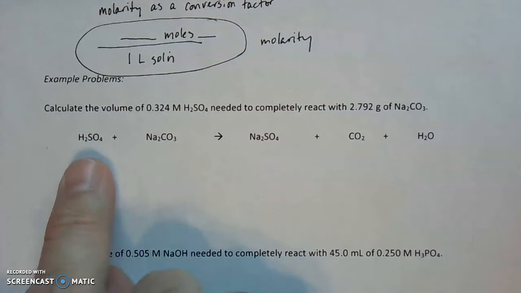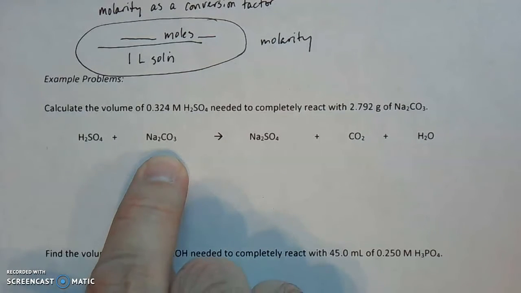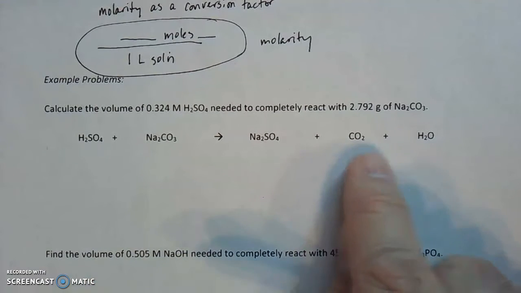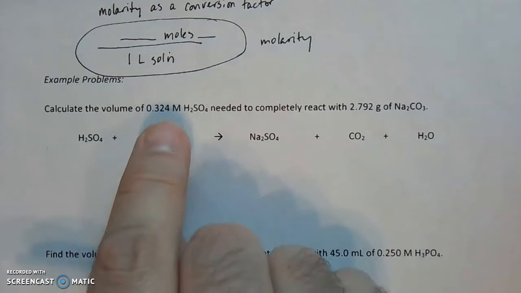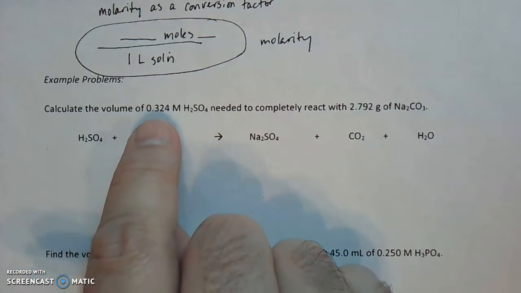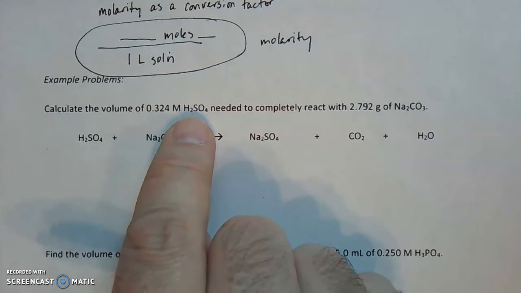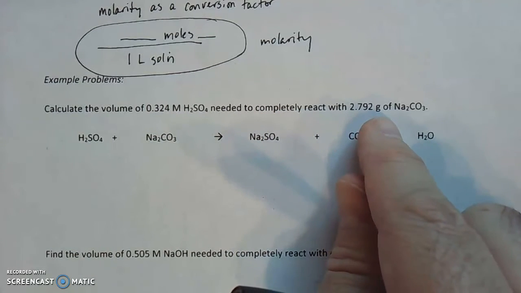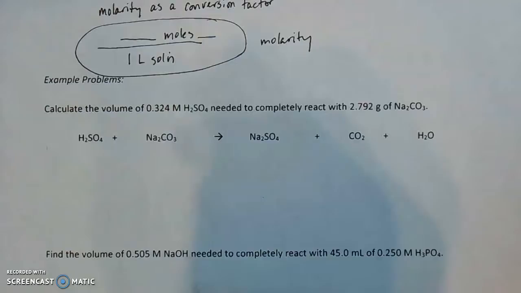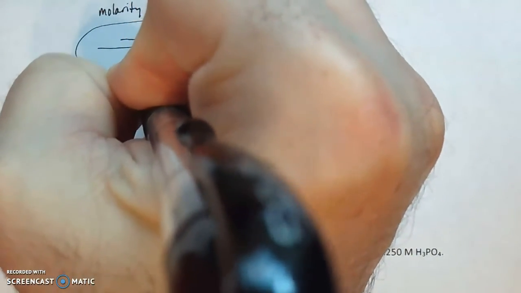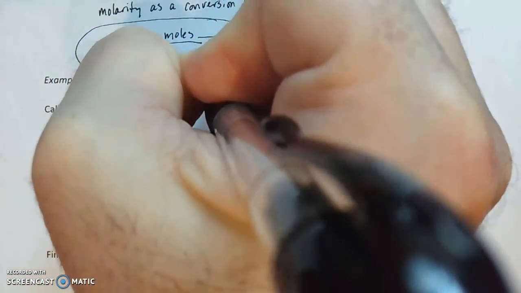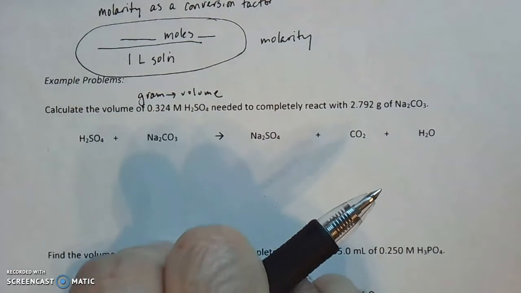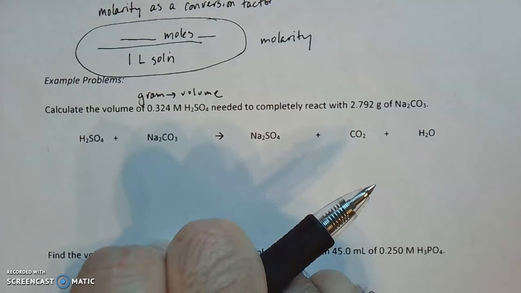This is balanced. We have sulfuric acid and sodium carbonate, which gives us sodium sulfate, carbon dioxide, and water. So calculate the volume of 0.324 molar H2SO4 needed to completely react with 2.792 grams of sodium carbonate. So this is a gram to volume problem. We could easily reverse this also and do a volume to gram problem.